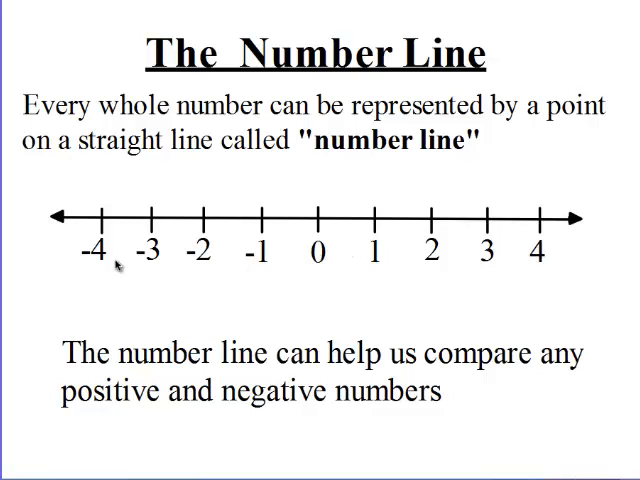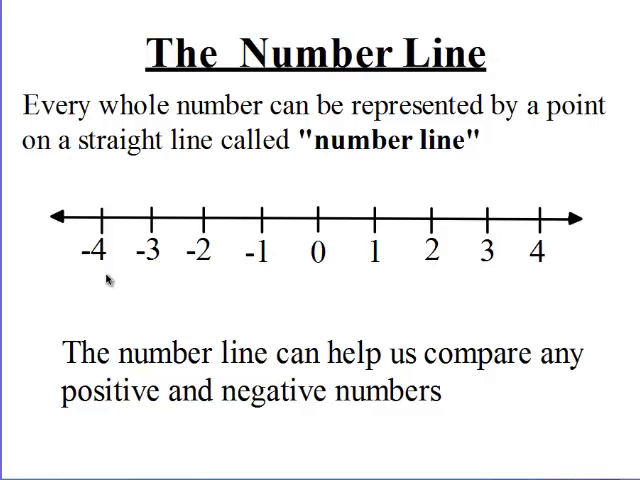So on the number line, starting from the left to the right, you realize that each number is greater than the previous number. So if you have -4 and -3, you can see that -4 is less than -3, which is the same as -3 greater than -4. -2 here is less than -1. -1 is less than 0. 1 is less than 2.